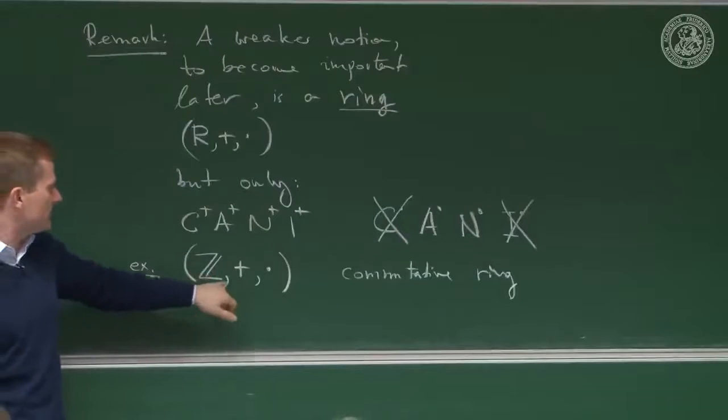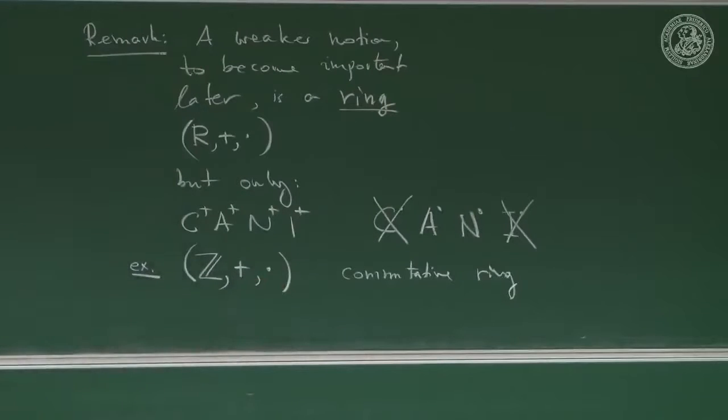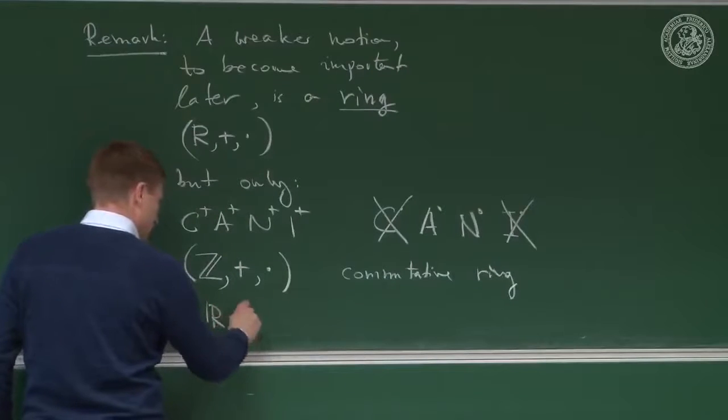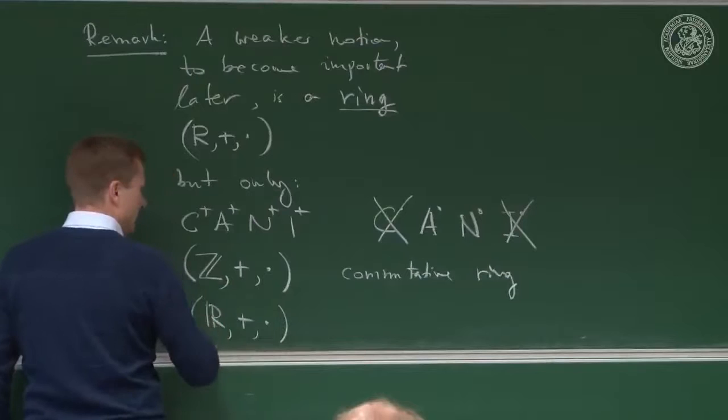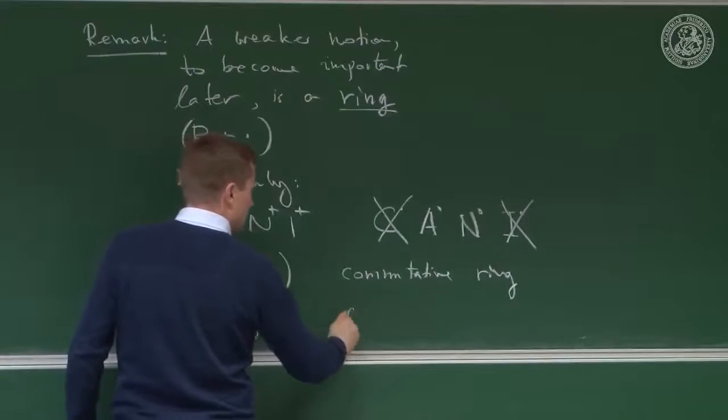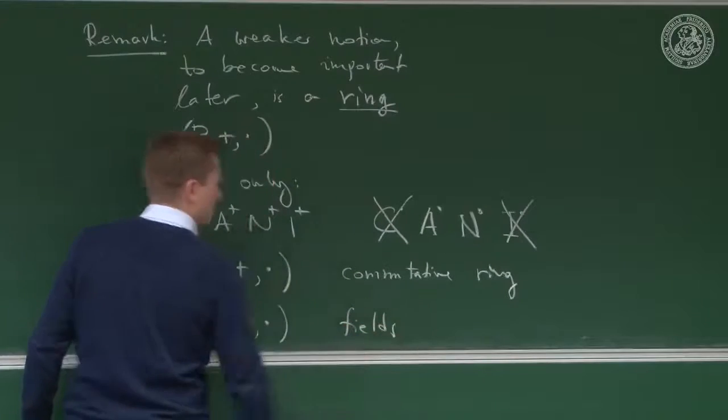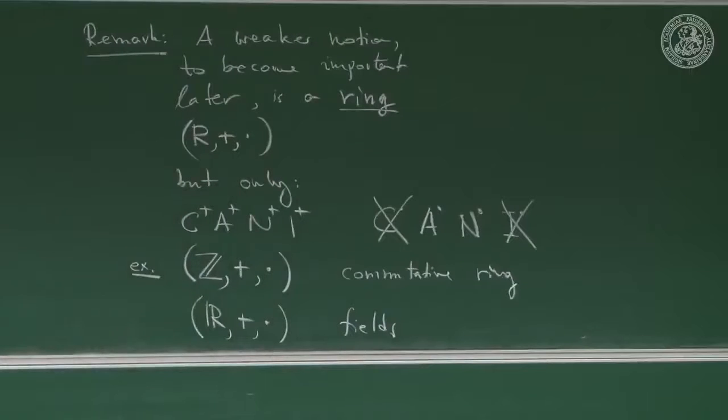Okay, so these are rings. So you actually, earlier in your life, learned how to calculate with rings before you learned how to calculate with fields. So rings are really simple, and a field is very special. And obviously R with plus and times, but also Q and so on, these are all fields. Very special rings. But that will become important later.